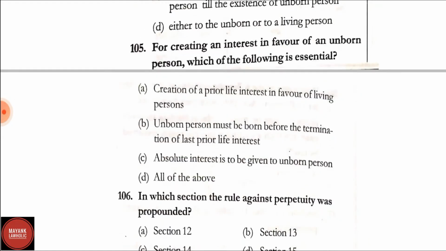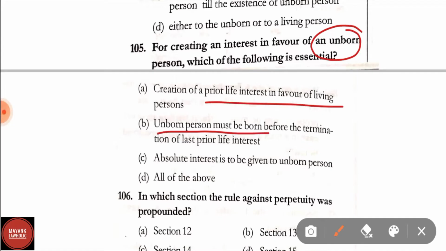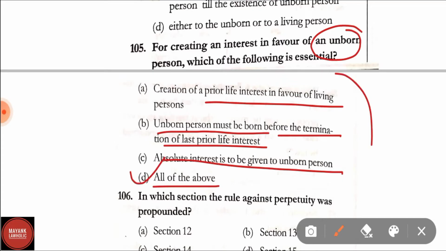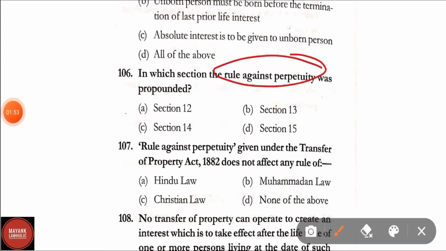Question number 105. For creating an interest in favor of an unborn person, which of the following is essential? Creation of a prior life interest in favor of a living person. Unborn person must be born before the termination of the last prior life interest. Absolute interest is to be given to the unborn person. All of the above. Here correct answer is option D, that is all of the above. Question number 106. In which section was the rule against perpetuity propounded? Options are Section 12, Section 13, Section 14, Section 15.